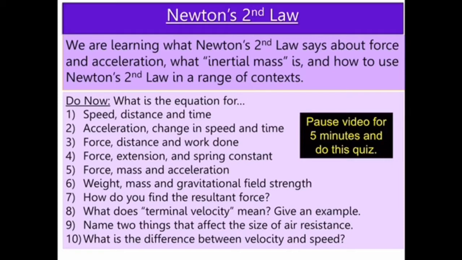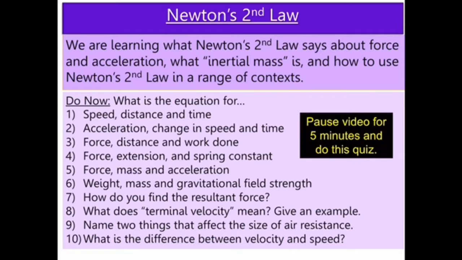Number 8, terminal velocity means the constant velocity that you reach once all the forces are balanced, so the resultant force is 0. An example could be a car reaching its top speed when you're accelerating as much as you can, or it could be the constant speed that a skydiver falls at once the air resistance is equal to their weight. Number 9, air resistance increases with surface area and with speed.